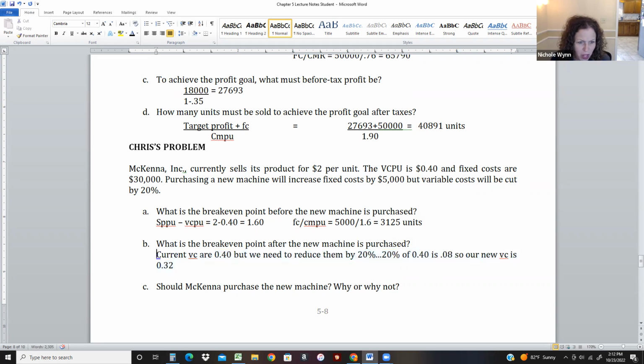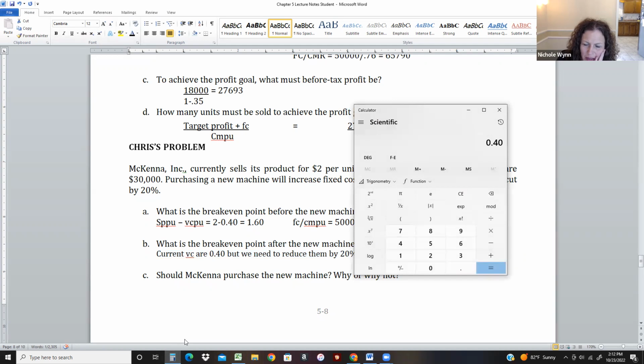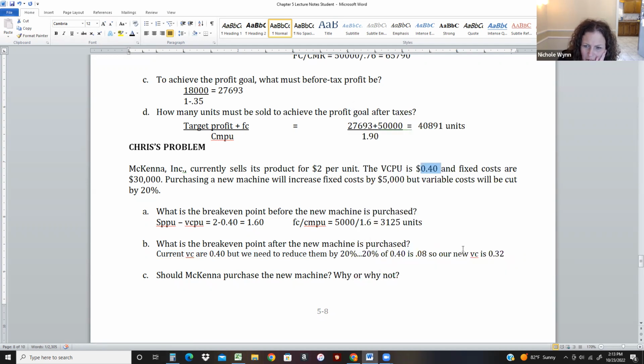I know I just wrote a whole lot to try to explain this, but for some reason, students tend to get really freaked out when I start doing this. So if I'm trying to reduce cents by a percentage, 20% of 40 cents would be 40 cents times 0.2, an 8 cent reduction. So our new variable costs are 32 cents.